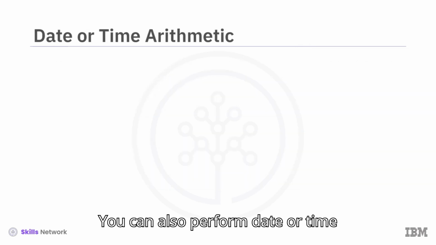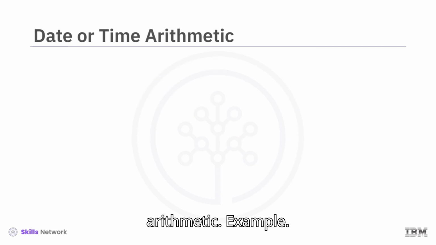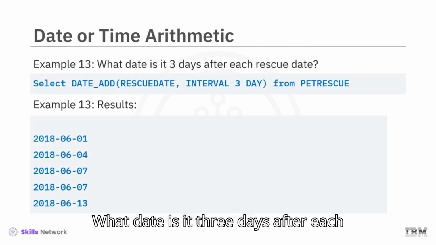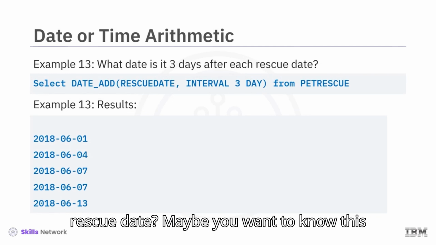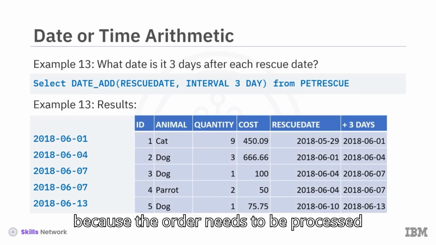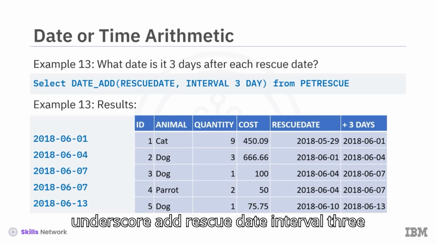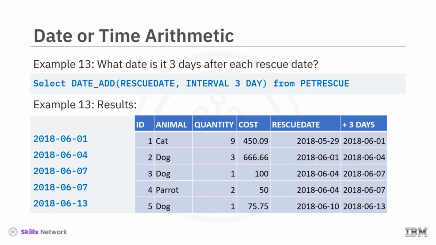You can also perform date or time arithmetic. Example: what date is it 3 days after each rescue date? Maybe you want to know this because the order needs to be processed within 3 days. Select date_add, rescue date, interval 3 day from pet rescue.